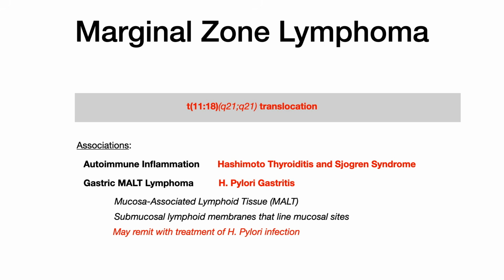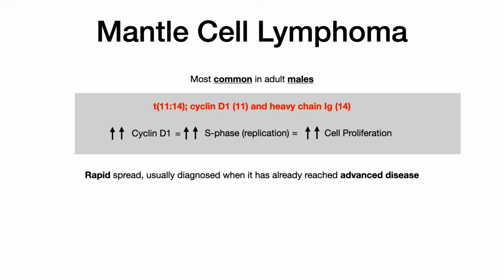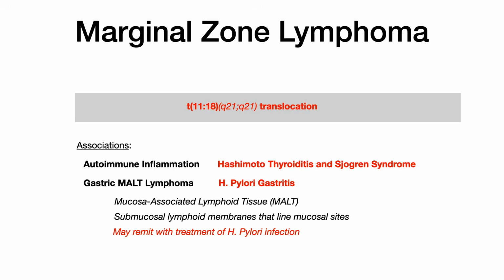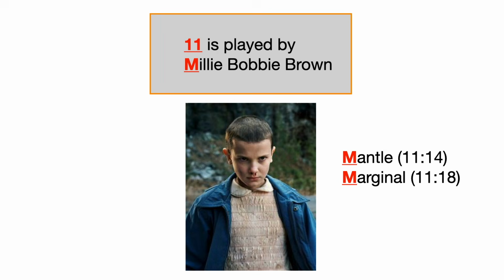Now, the mnemonic for both marginal and mantle, because if we go back to mantle, the chromosomal translocation starts with 11. And in marginal, it also starts with 11. These are the only two translocations that begin with 11. And so what I want you to think about when you think about 11 is if you've ever seen Stranger Things, there's a character named 11, and 11 is played by Millie Bobby Brown. Millie beginning with M, so both mantle and marginal begin with M. Both mantle and marginal begin with 11 in their translocation. So I associate Millie, the M in Millie Bobby Brown, with the character that she plays, 11, and the two chromosomal translocations.